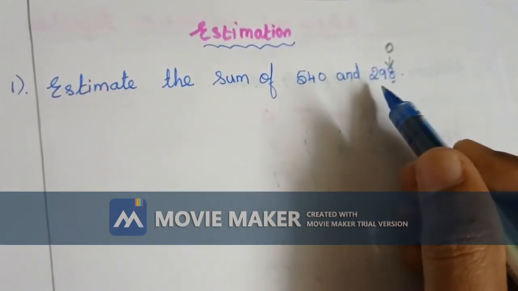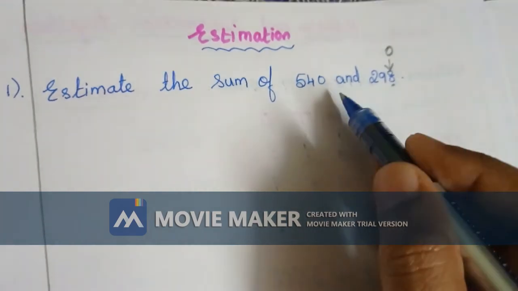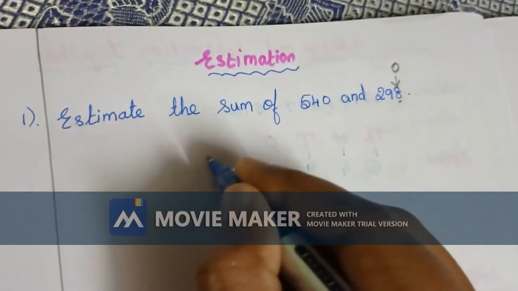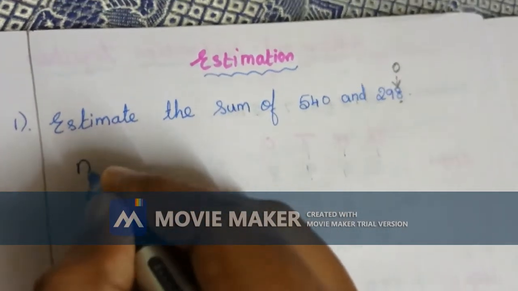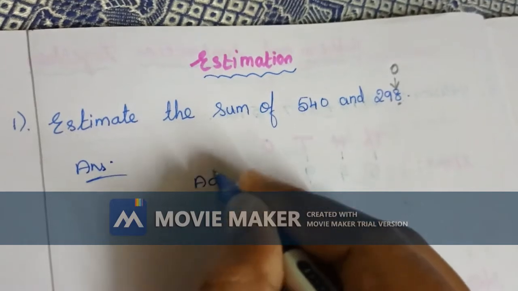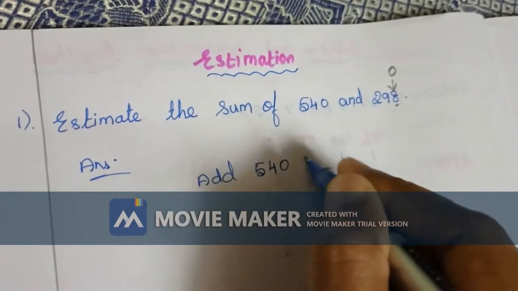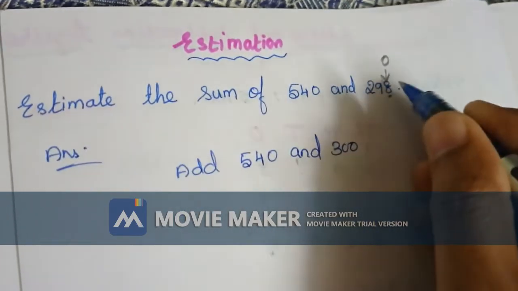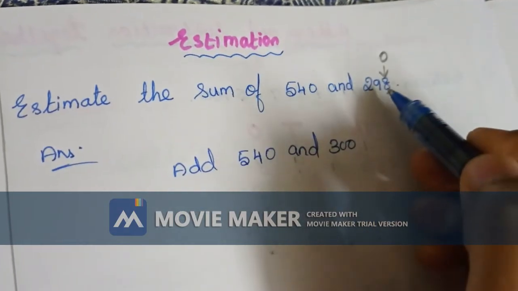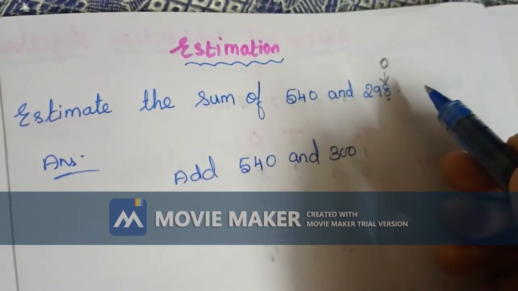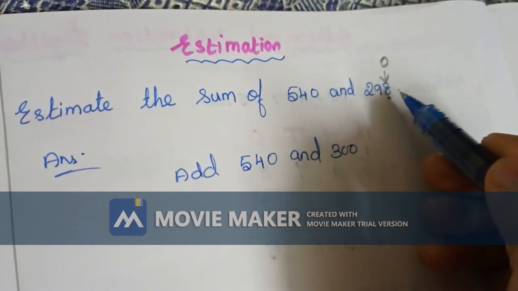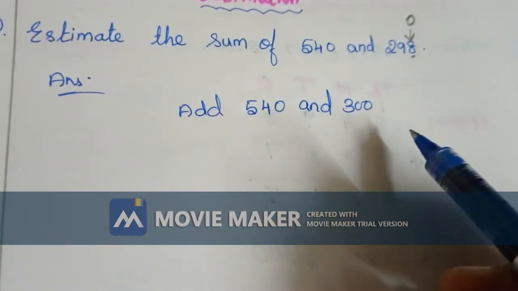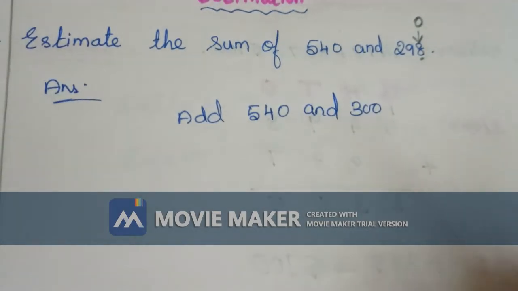So to estimate the sum of 540 and 298, we will add 540 and 300, because the estimate, that means the approximate value for this 298, is 300. This 298 is close to 300. So now add these two numbers and find out the value.